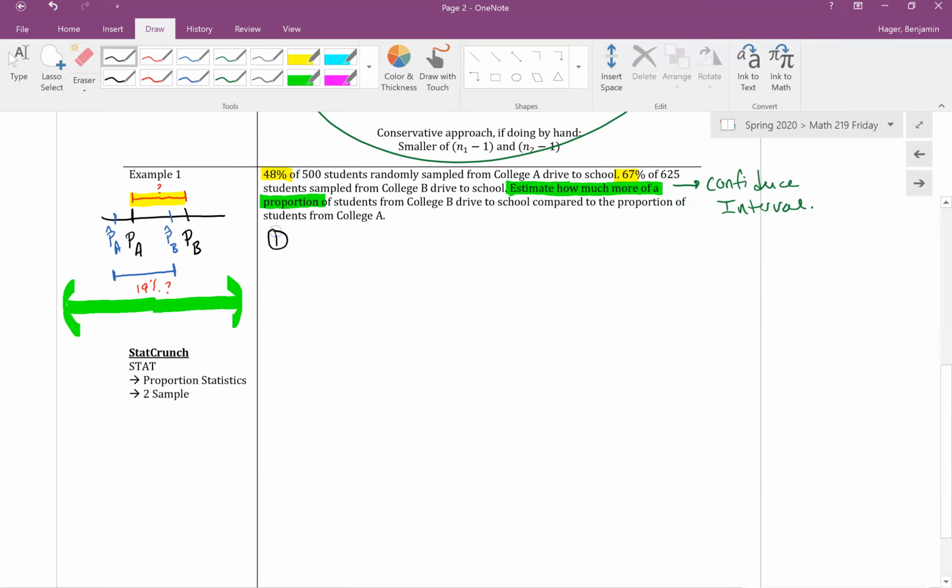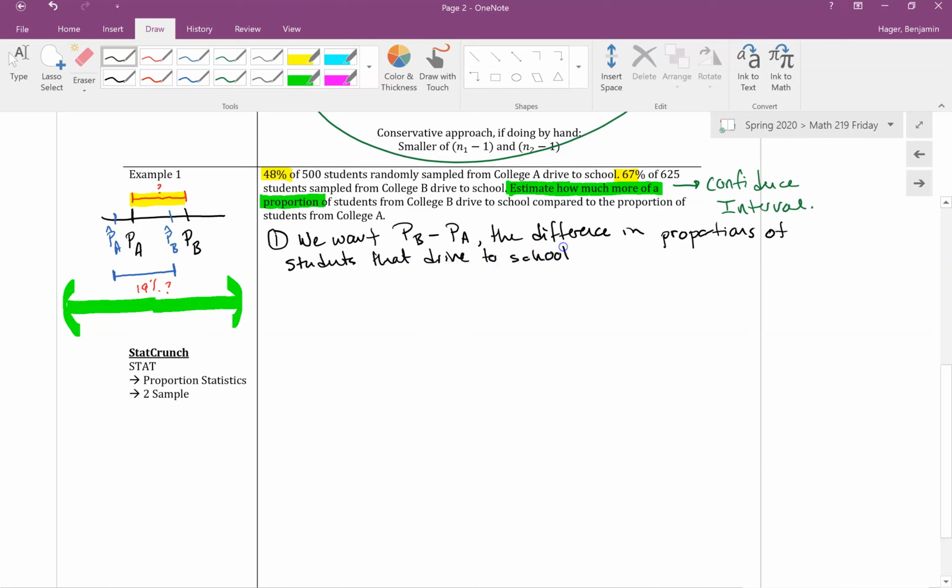So first step for a confidence interval is write out what you want. We want the proportion of students from College B minus the proportion of students from College A that drive. The difference in proportions of students that drive to school at College B versus College A, I guess.